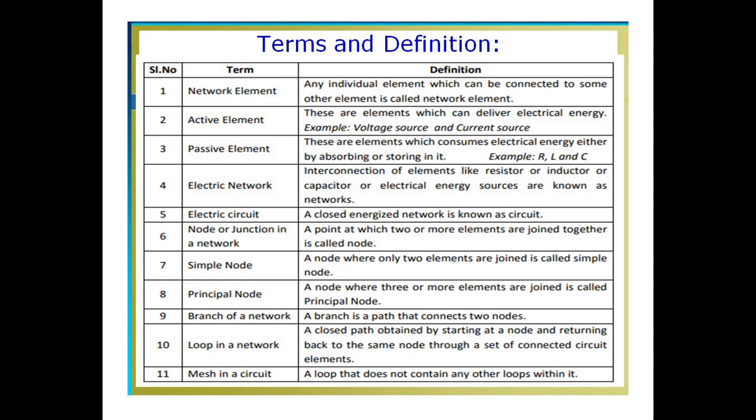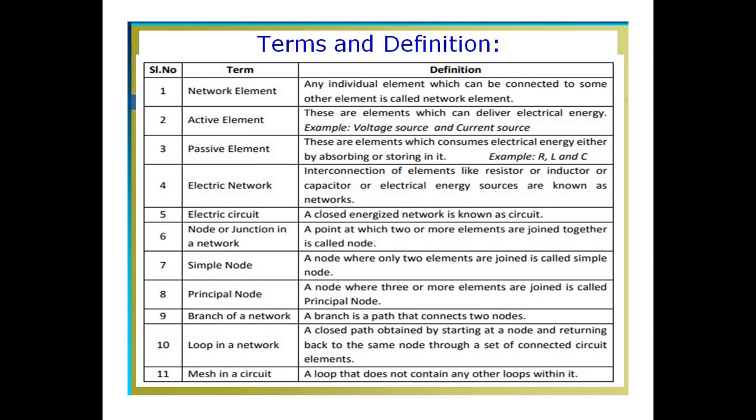And then electric circuit: a closed energized network is known as a circuit. Node or junction in a network: a point at which two or more elements are connected together is called a node. Simple node: a node where only two elements are joined is called a simple node. Principal node: a node where three or more elements are joined is called a principal node.